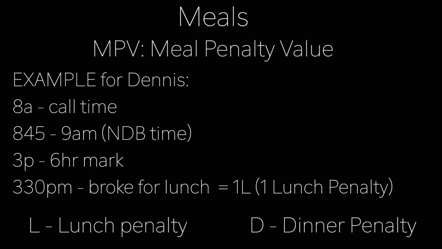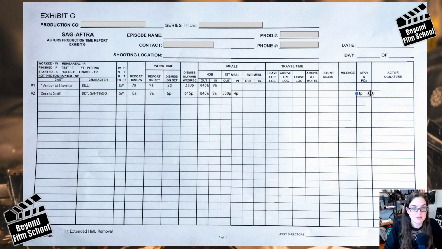They are different costs to the production when they go into penalties, because penalties are supposed to be a deterrent for production to make sure that everyone breaks on time. So we're going to put 1L. After every 6 hours on set, you have to break for a meal. So that means in the morning, in the afternoon, and this is where second meal comes in. I have never in all my years put a second meal on paper, and it could happen to you, but whenever they break for a second meal, you put it right here in these boxes. The second meal column. He got 1 lunch because he broke a half hour after the first 6 hours.